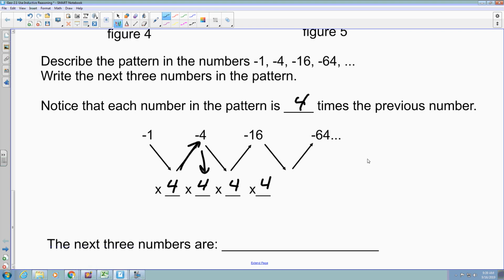So to figure out the next 3 numbers in the sequence, it would be -64 times 4, which would give me -256. Then if you took -256, multiplied it by 4, you would get -1024. And multiply that by 4, you would get -4096.